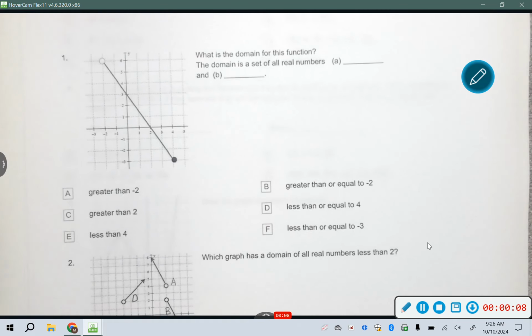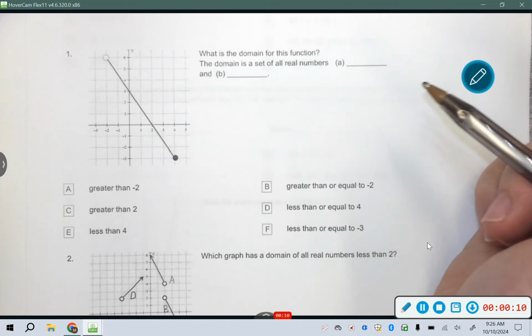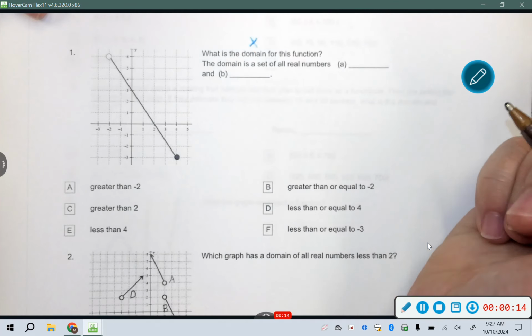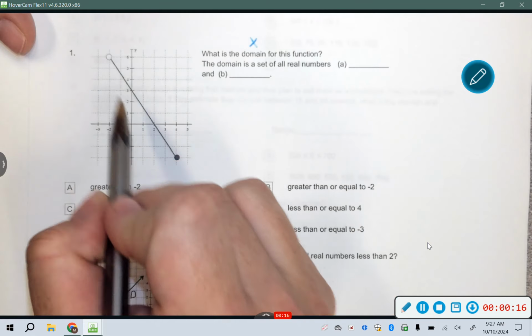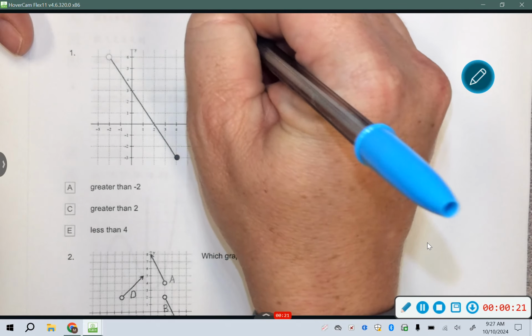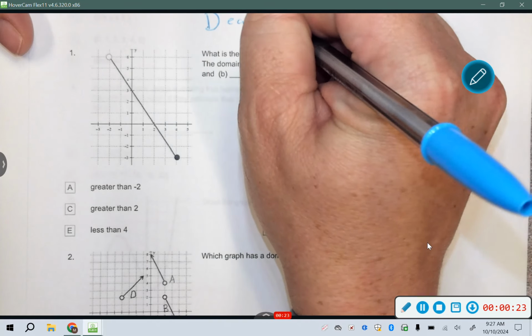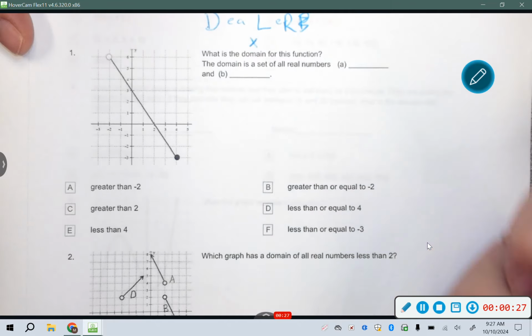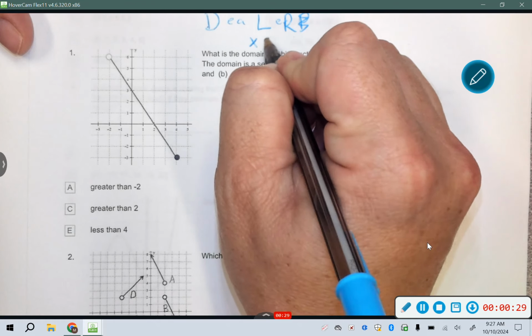Okay, so number one, what is the domain for this function? Well, I know domain is all my x. It's all possible x values, and this is continuous. So I'm going to go farthest left to right, okay? So I'm going to work my way left to right.